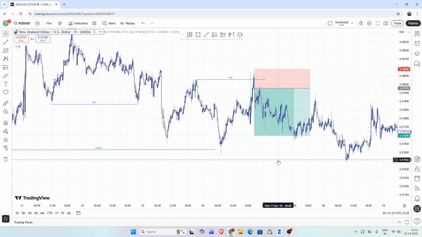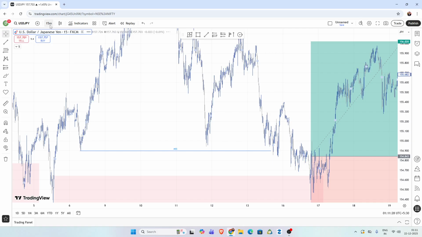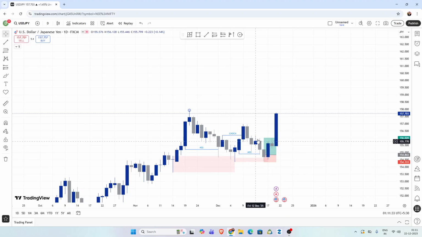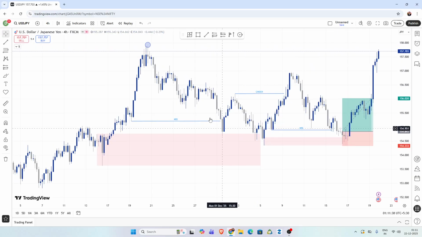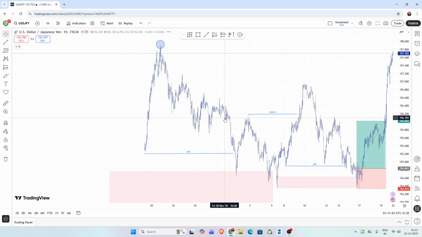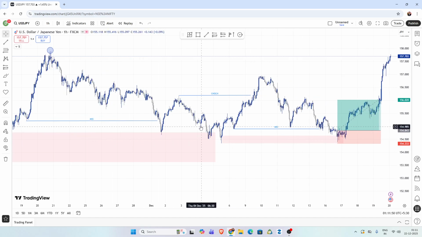And for another pair, I took a trade in USDJPY to be exact. Bias was clearly bullish for me. In 1 hour, if you see, the market was just going downwards, and after this order block, it gave a change of character after hitting this, and after this change of character, it was just moving upwards.